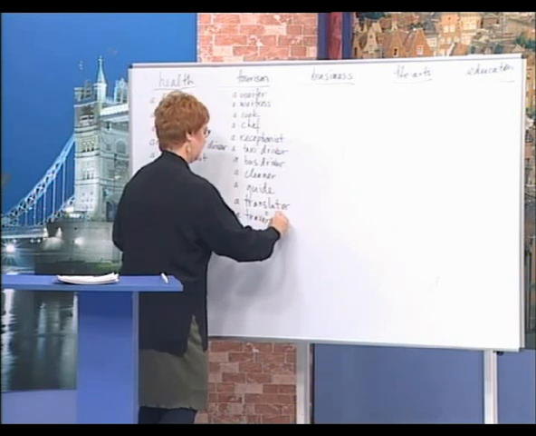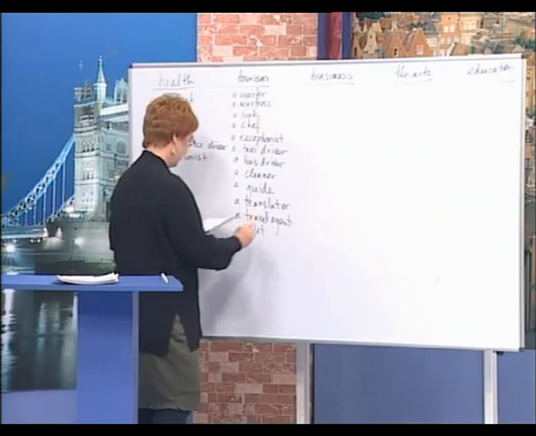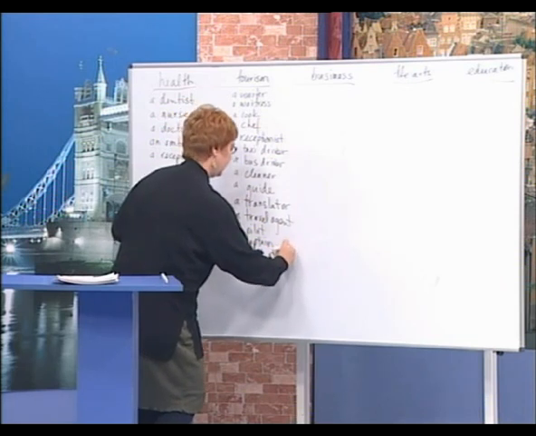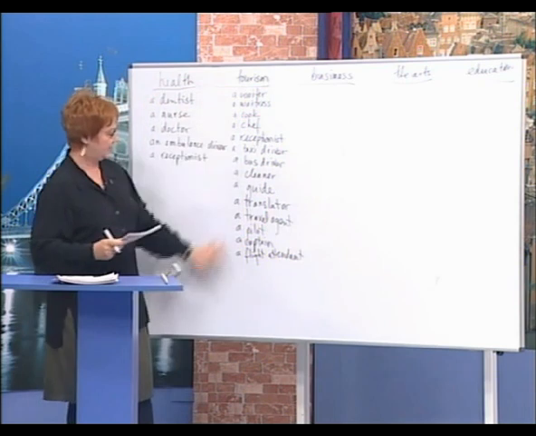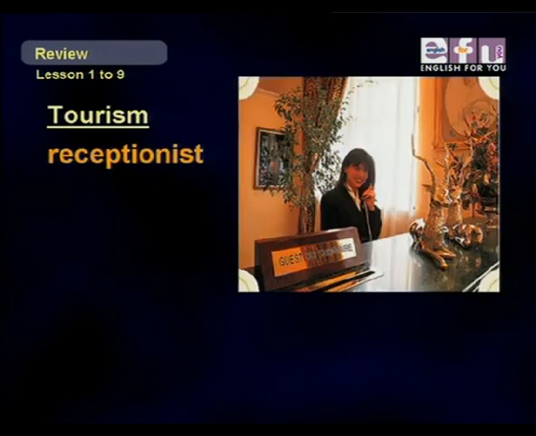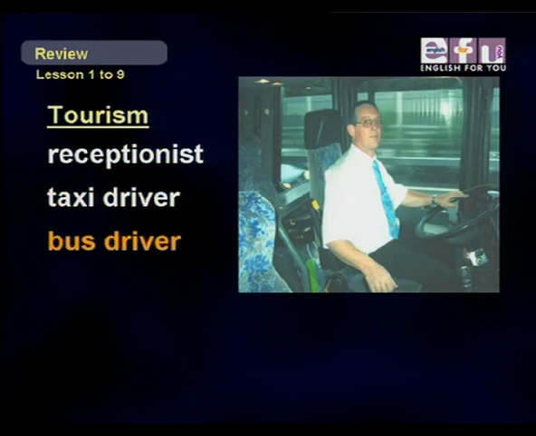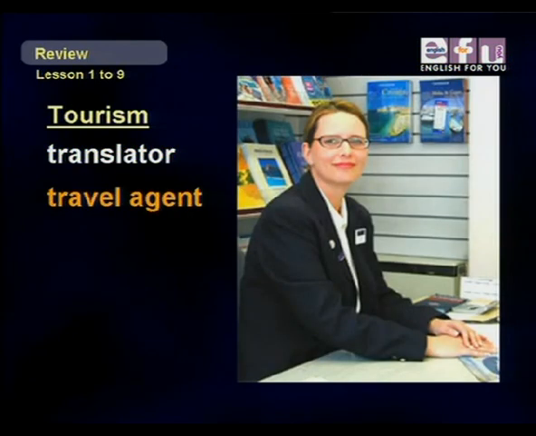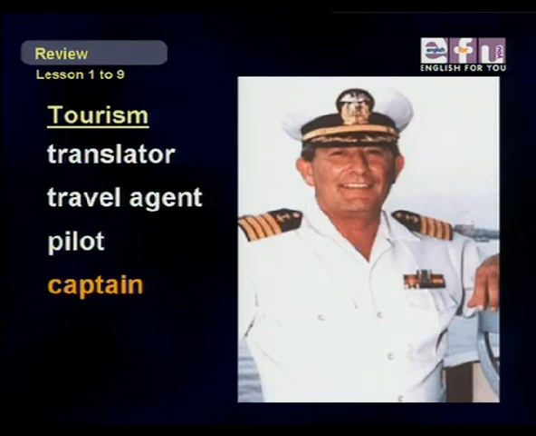A travel agent. He or she works in an office. Yes, good. And one more each, Ali. A pilot. He works in a plane. Okay, Susan. A captain. He works on a ship or ferry. Okay, and Isabel? A flight attendant. He or she works on a plane. Yes, good. Now let's look at our list again. It's quite long. We have a waiter, a waitress, a cook, a chef, a receptionist, a taxi driver, a bus driver, a cleaner, a guide, a translator, a travel agent, a pilot, a captain, and a flight attendant.